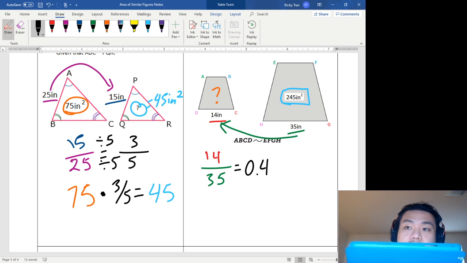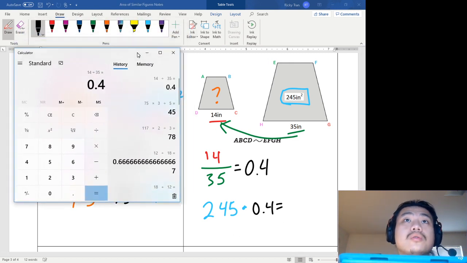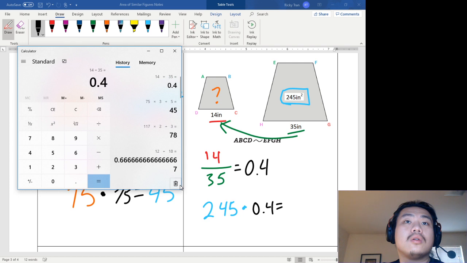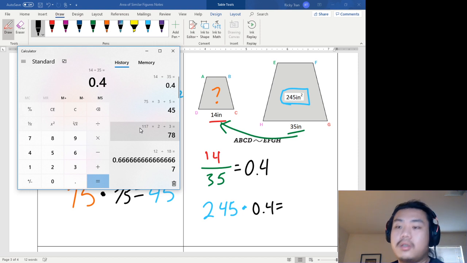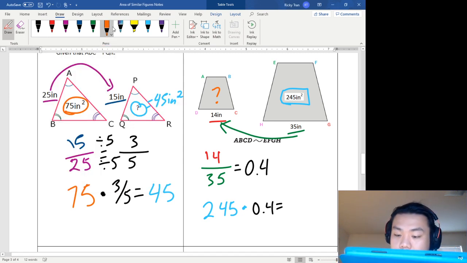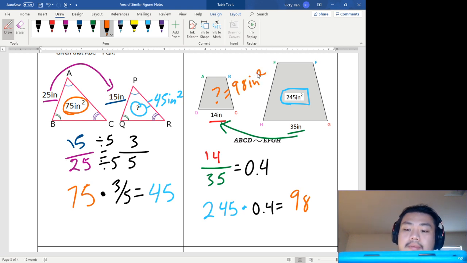Okay, and then now we have 245 times 0.4, which is equal to 98. So this is 98 inches squared.